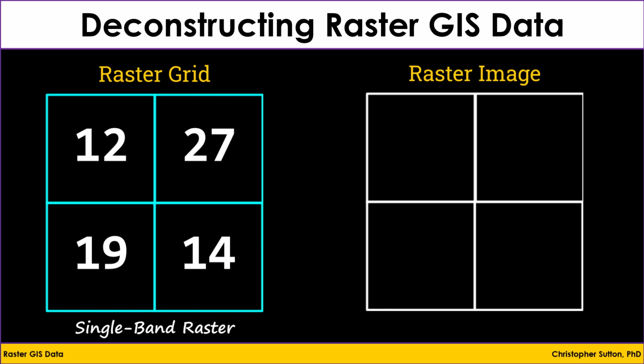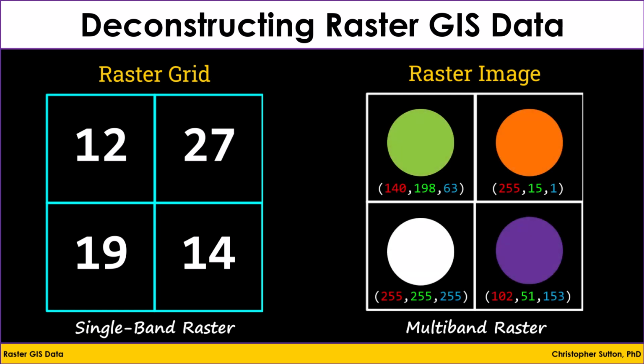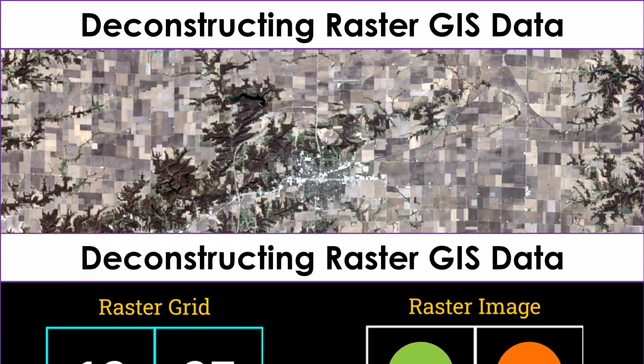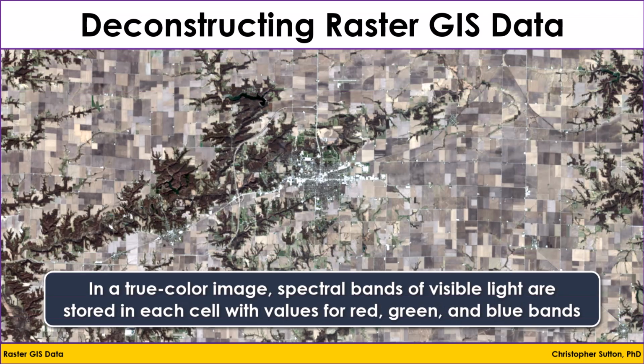A raster image typically is a multi-band raster, meaning that each cell contains multiple values corresponding to different bands of the electromagnetic spectrum. In a true color image, spectral bands of visible light are stored in each cell, with values for red, green, and blue bands, representing long, medium, and short visible light wavelengths. A true color raster image closely resembles what the human eye sees.